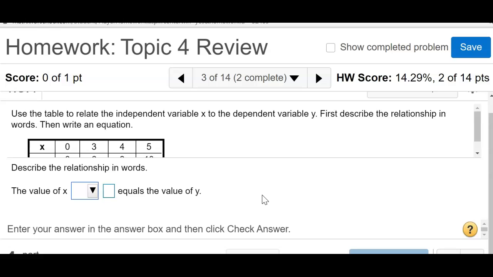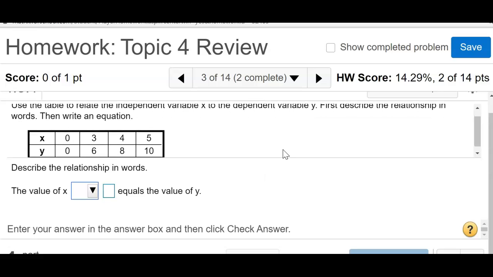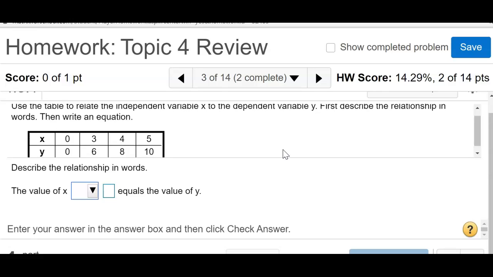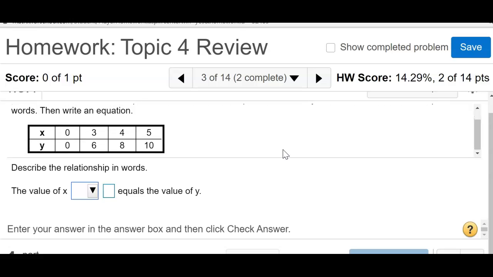Woo! Excellent. Okay, with this question, it says use the table to relate the independent variable x to the dependent variable y. First, describe the relationship in words, then write the equation. So for this one, I want you to say you're going to either put times or plus and a number. So on your whiteboard, write times or plus and a number.